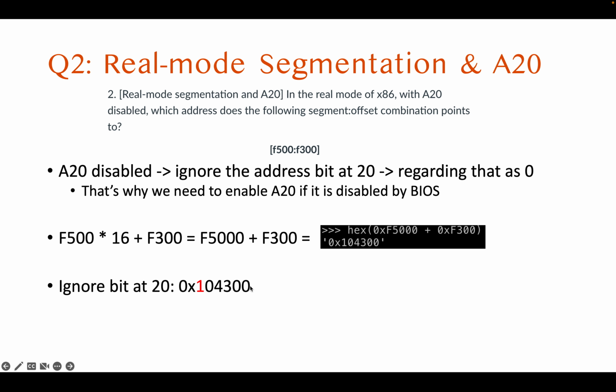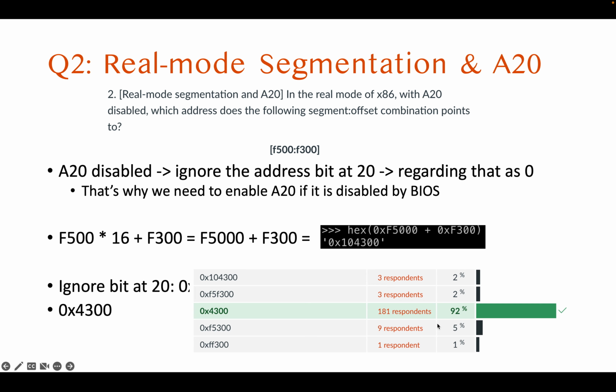And then we should ignore the bit at the 20th position in this number. Because A20 is disabled, we will regard this one as 0. So the final address that we get is 0x4300. That's the answer. A large portion of the students got the correct answer, but please make sure that A20 disabled means that we ignore the address bit at 20. That's why we should ignore this 1 and regard it as 0, as stated here.